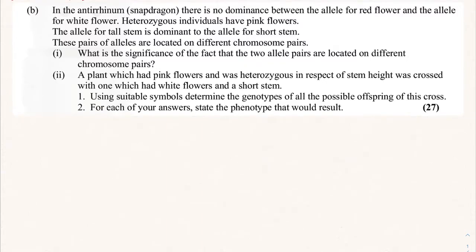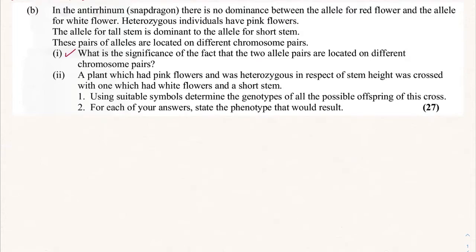So let's look at, we'll go straight down to part I there rather than reading all of that. It just says, what is the significance of the fact that the two allele pairs are located on different chromosome pairs? Well, if they're located on different chromosome pairs, it means they are not linked. And if they are not linked, it means that there will be more variation in the offspring. And that's it. Okay, just say more variation for the offspring. That's all you have to do. Okay, so look, we have that one answered there. Let's get on to the actual question though.